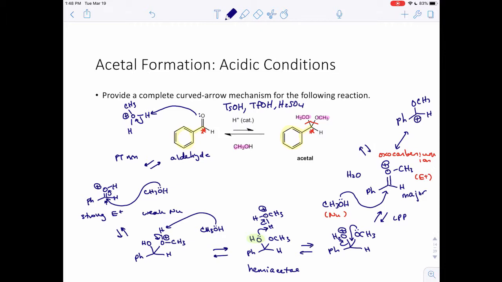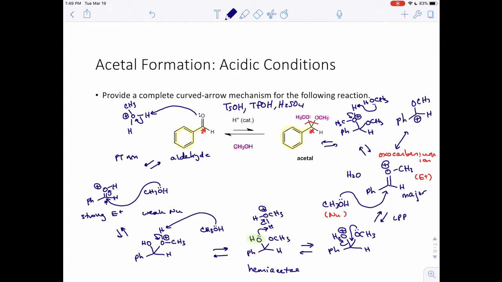Now we are almost to our product. We're going to squeeze it in really small over here. All we have left is a proton transfer step to get to the final product. All right, we're almost there. So we need to deprotonate. We're going to go ahead and use methanol as our base and deprotonate, and we have the final acetal.